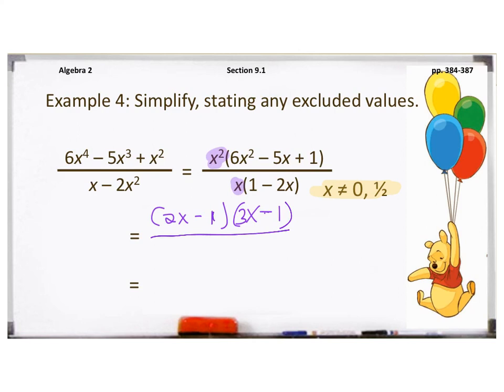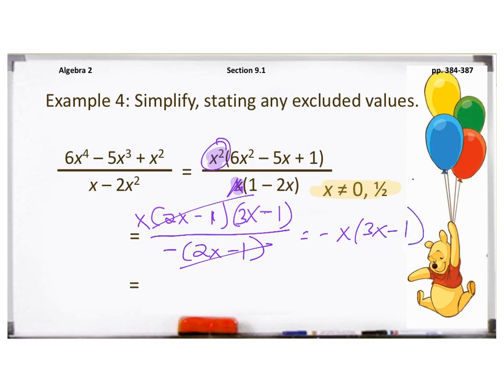All right, now my denominator, I have 1 minus 2x. I still have an x on top, but I get rid of this bottom x because of the squared. Now this is 1 minus 2x, so I'm going to make this minus and then flip everything around: 2x minus 1. Now I can get rid of that. So my final answer is minus x times 3x minus 1. No denominator anymore, but these are still excluded values because they would never be allowed to enter the function.